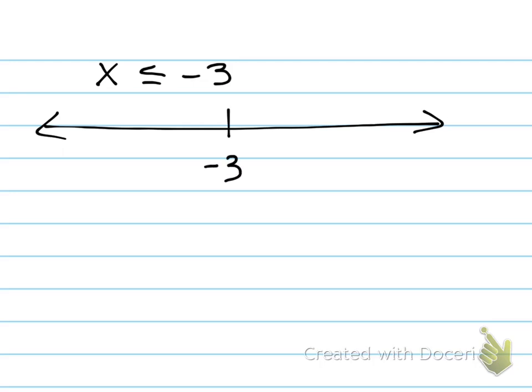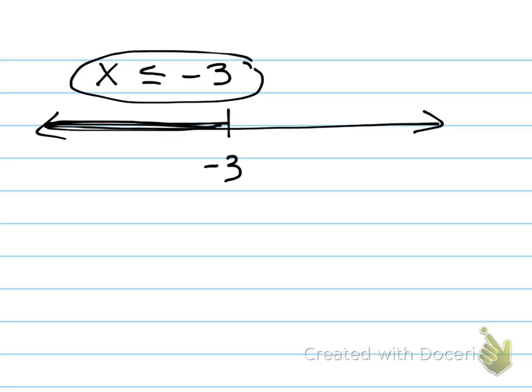Now in Course Compass, they're going to give you a number. You just put a mark on negative 3. Now I need to know which direction to what? Shade. Now reading this, it says x is what? Less than or equal to negative 3. Where are the things that are less than negative 3? To the left. So we're going to be shading to the left.